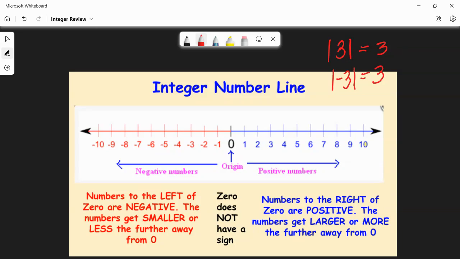So distance is never negative, but moving right or left and counting is. If you go to the right and count, it's positive. If you go to the left and count, it's negative. So anytime you see these absolute value signs, the answers are always going to be positive unless there's a negative outside. And we'll talk about that when I get back. But for now, anytime you see an absolute value sign, the answer is always going to be a positive. All right? So let's take a look at another number line before we start what we're doing today.